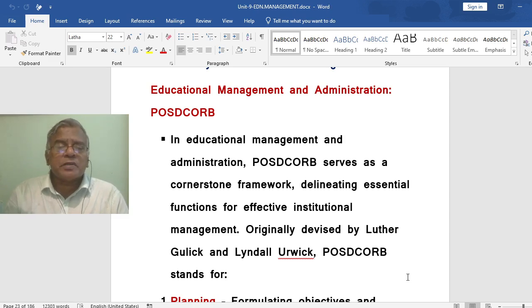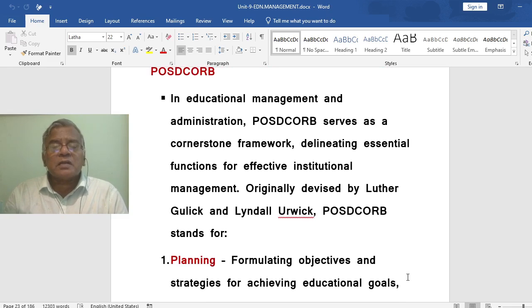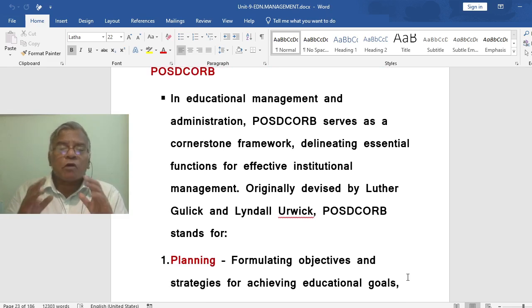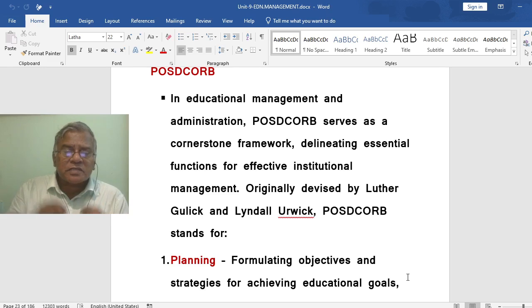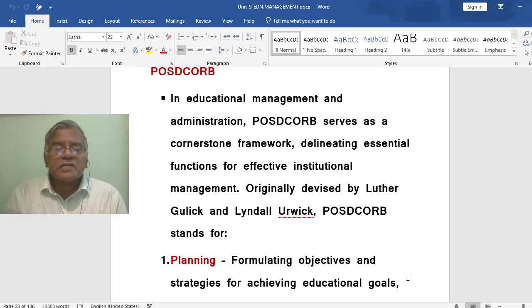Education Management and Administration, POSDCORB. In Education Management and Administration, POSDCORB serves as a cornerstone framework giving essential functions for effective institutional management. It has been originally devised by Luther Gulick and Lyndall Urwick.